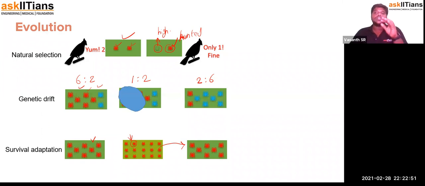Okay, so this is called survival adaptation, that the organism has changed its existence or modified its characteristics just to survive. This kind of survival ability is one of the most important to survive the evolution. This is one reason why the dinosaurs couldn't survive.